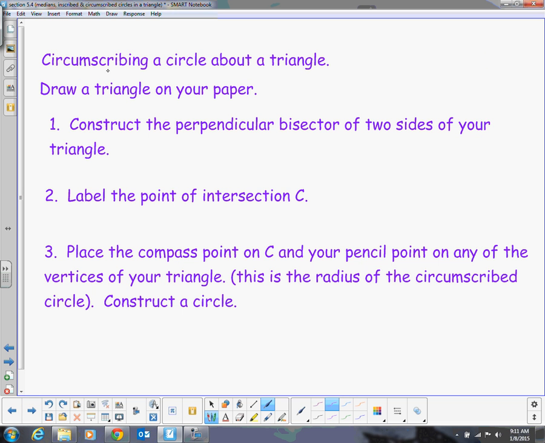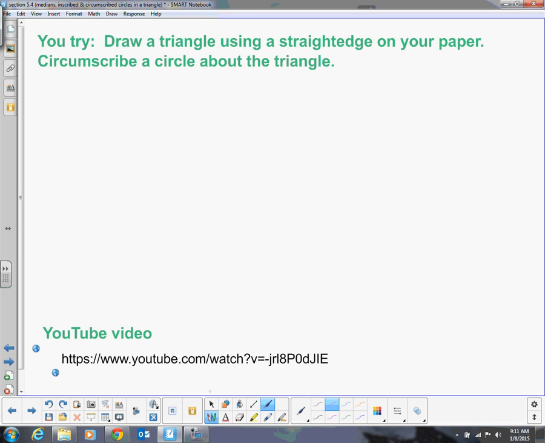All right, so circumscribing a circle about a triangle, you're going to construct the perpendicular bisector of two of your sides. You're going to label the point of intersection C. You're going to place the compass point on C and your pencil point on any of the vertices of your triangle, because that's going to be the radius of the circumscribed circle. Then you're going to construct a circle. And when we get there, I'll explain why that works.